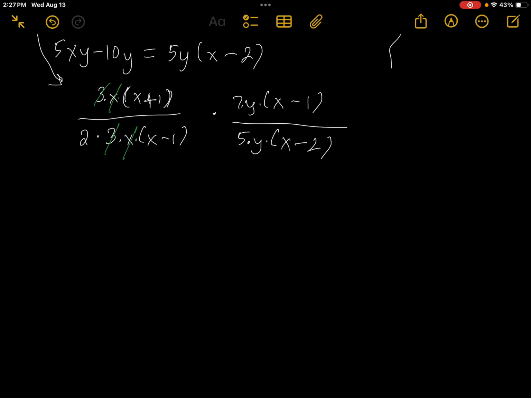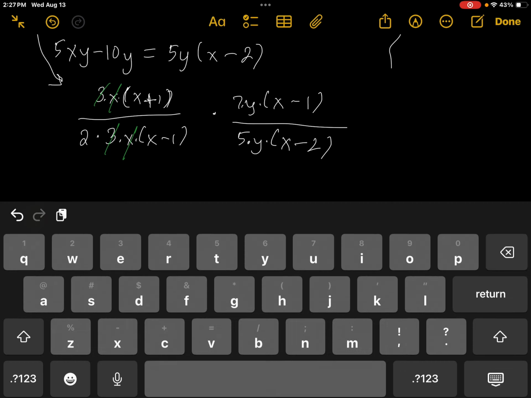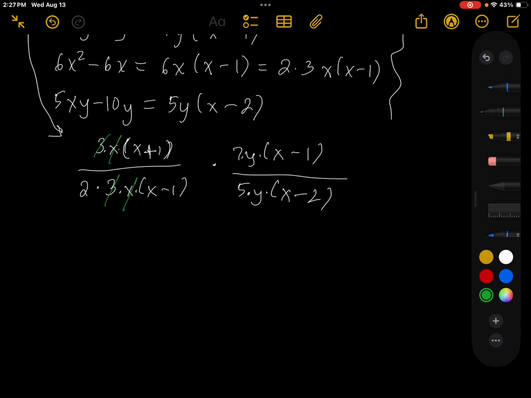I have an x plus 1 on the top. Can I factor anything on the bottom? No. Can I multiply that or cancel that with anything on the bottom? No, right? I have a 7 on the top. Is there a 7 on the bottom? No. I have a y on the top, and there is a y on the bottom. I have an x minus 1 on the top, and I also have an x minus 1 on the bottom.